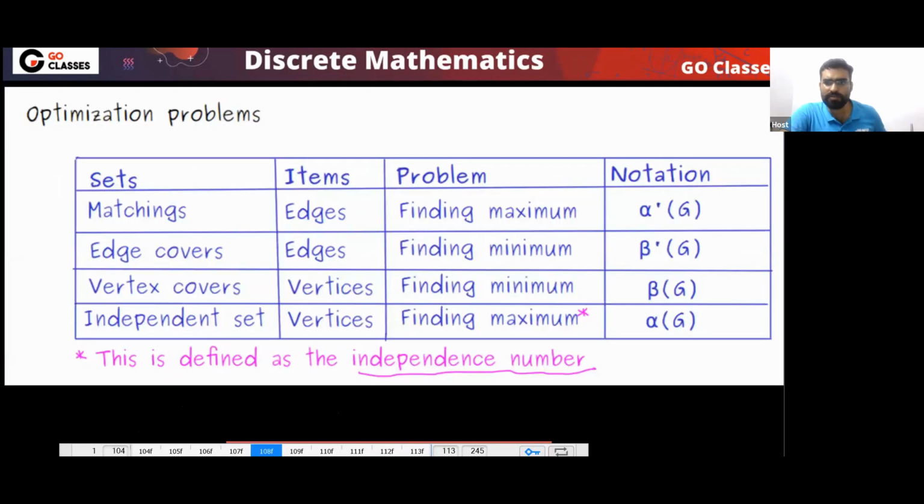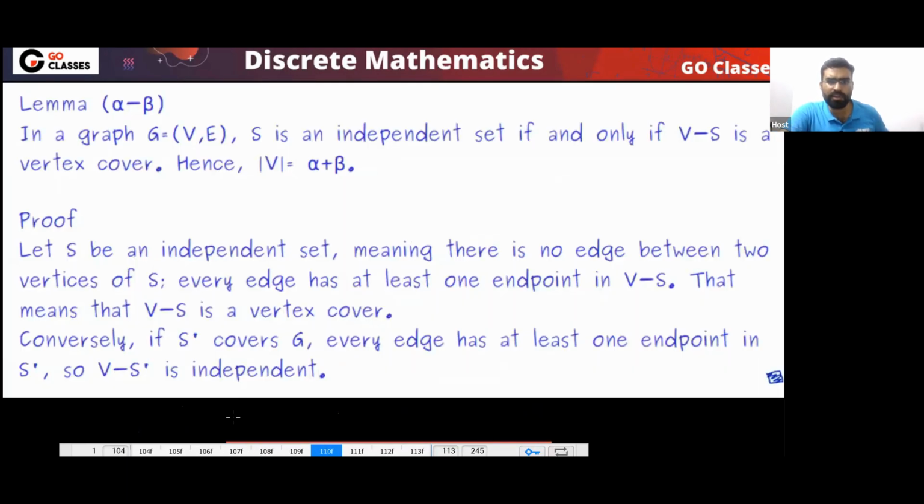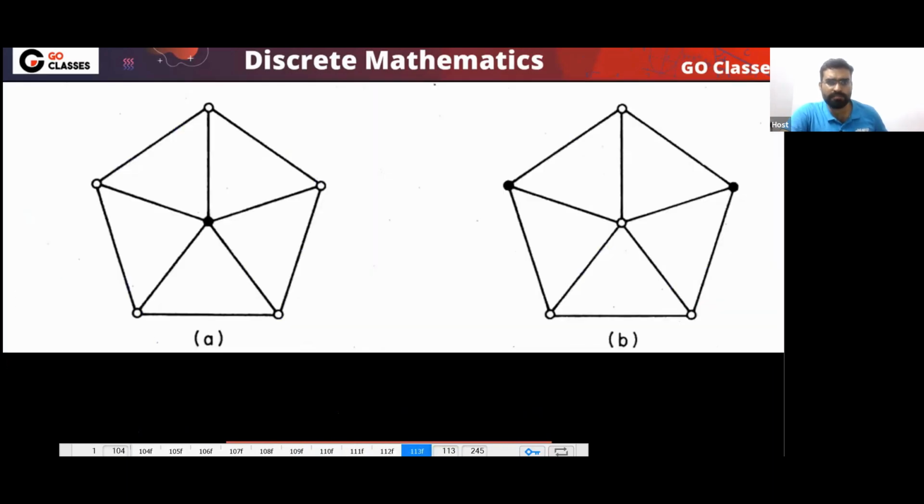So all these concepts we have seen: edge cover, vertex cover, independent set, matching. All four concepts we have seen. There are 5 or 6 questions in the GATE exam from these concepts, and the latest question is in 2022. These concepts are very important in graph theory.